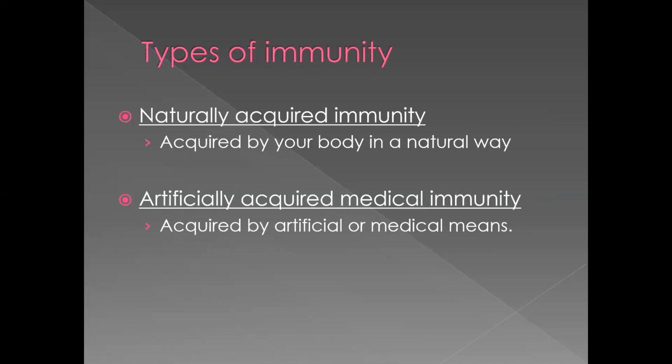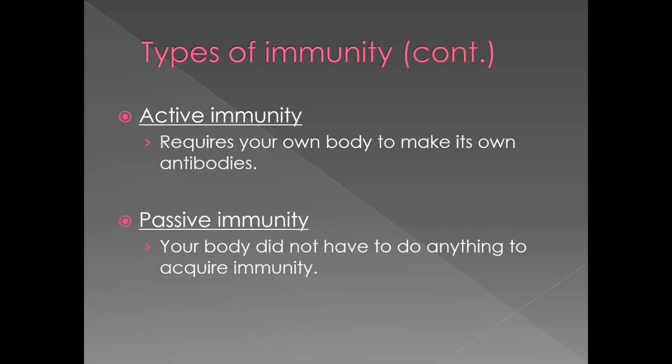So there are different types of immunity. There's naturally acquired immunity, and then there's artificially acquired medical immunity. Naturally acquired immunity is acquired by your body in a natural way, and artificially acquired is acquired by an artificial or medical means. There's also active immunity and passive immunity. Active immunity requires your own body to make its own antibodies, and with passive immunity, your body didn't have to do anything to acquire that immunity.